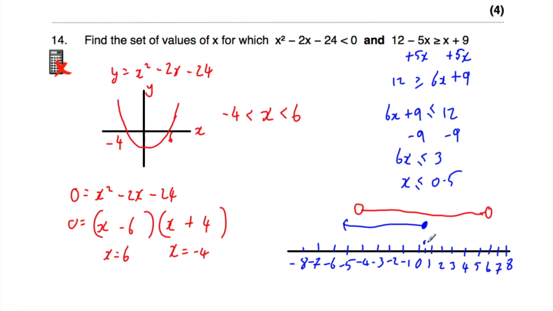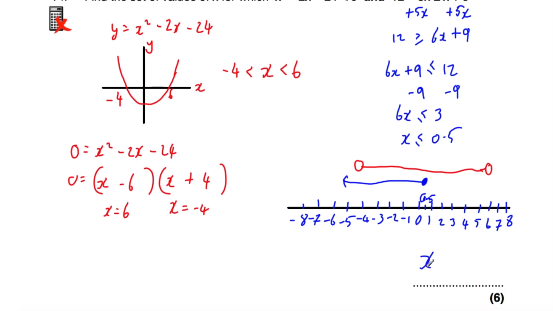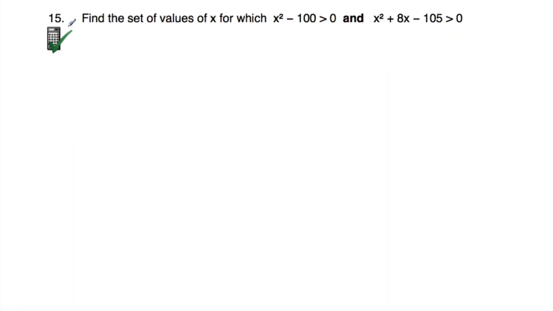Actually, I'm just going to write 0.5 there just to show what that value is, where the shaded in circle is, so 0.5. So if we have a look at where it overlaps, that's going to be any value of x that is bigger than minus 4, but less than or equal to 0.5. So that's our solution. The x is going to be bigger than negative 4, but less than or equal to 0.5. And that's it. That's the region that overlaps there. And that's it. Okay, so let's have a look at our next question, question number 15.